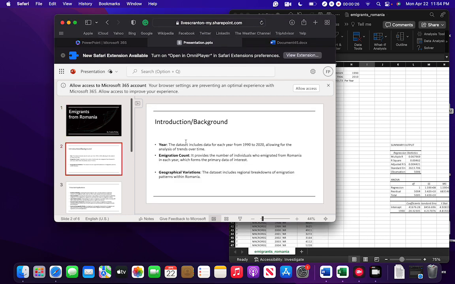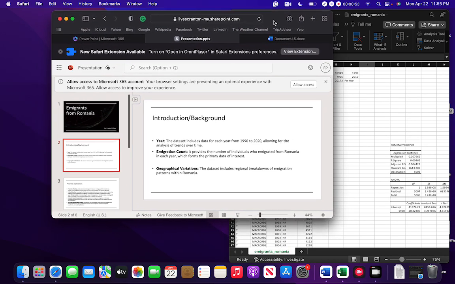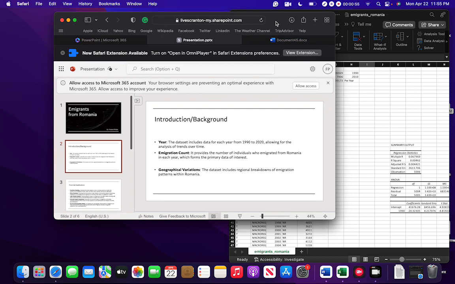Introduction and background. The dataset includes data from each year from 1990 to 2020, allowing for the analysis of trends over time. The immigration count provides the number of individuals who immigrated from Romania in each year, which forms the primary data of interest. It also includes their gender type. The geographical variations: the dataset includes regional breakdowns of immigration patterns with Romania.